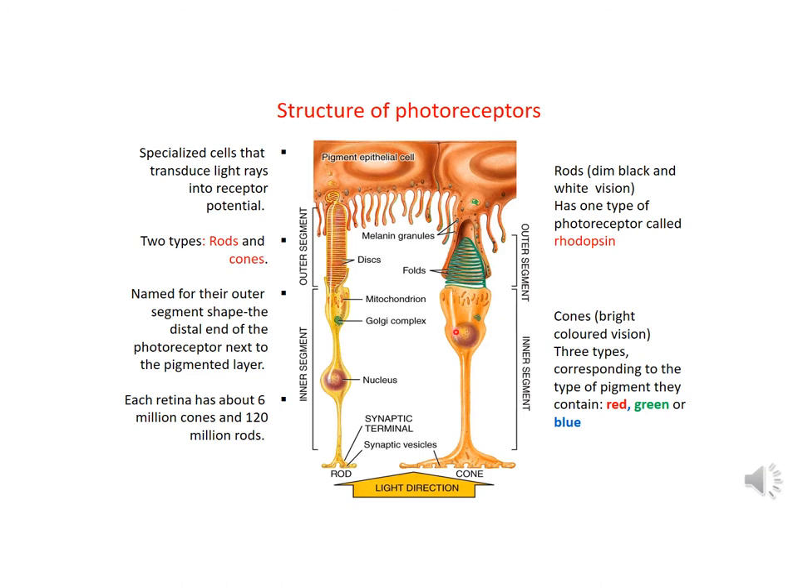So again, we have photoreceptors, and these photoreceptors are rods and cones. They are formed of an outer segment and an inner segment. The outer segment contains the photosensitive pigment, and the inner segment synapses with the bipolar cells and affects the activity of the bipolar cells through the release of the neurotransmitter glutamate. We have to remember that all the receptors are stimulated by depolarization, except photoreceptors, which are stimulated by hyperpolarization.